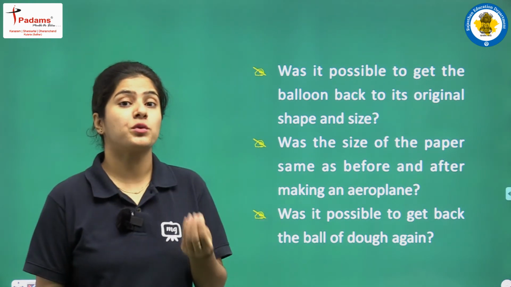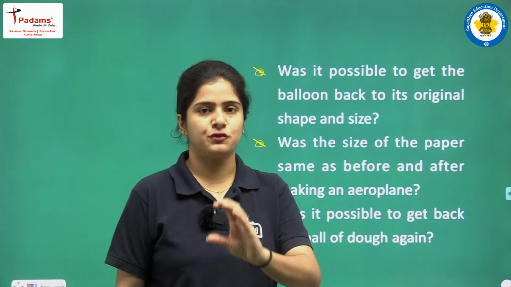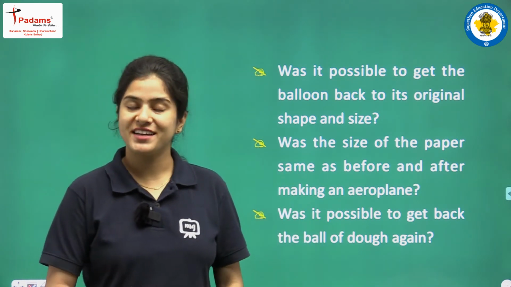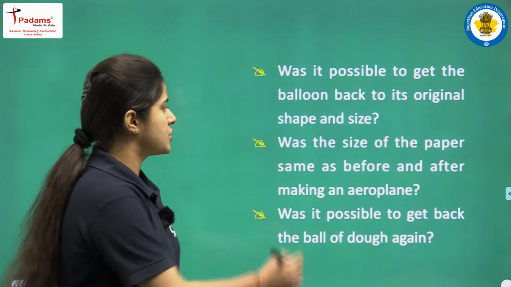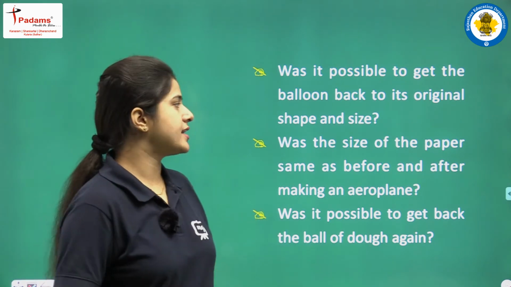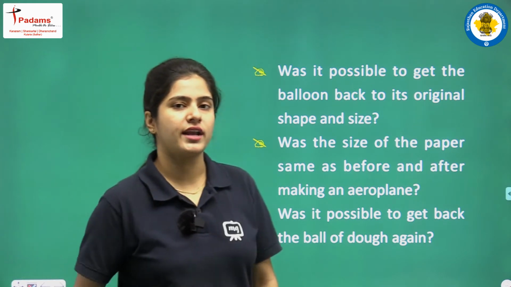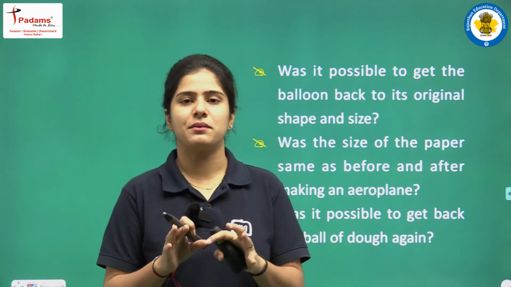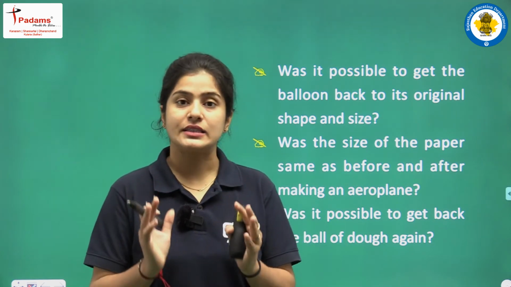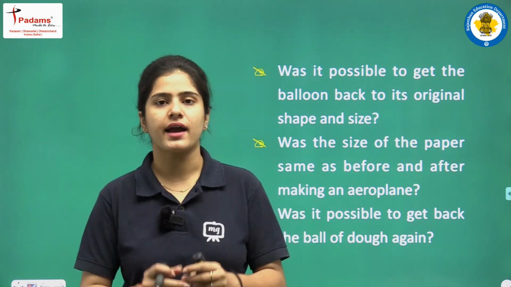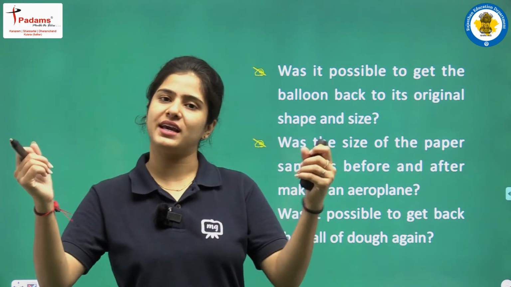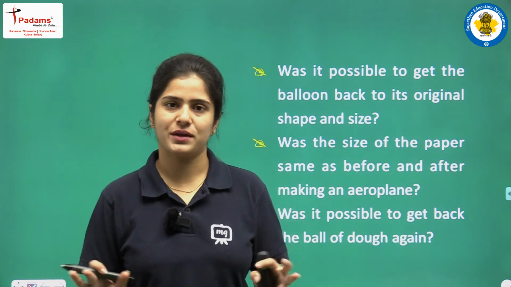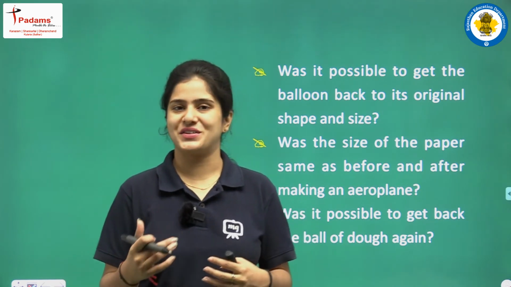Next, students, what was the next change? You have the folded paper and with the help of the folded paper, you have made a toy aeroplane, right, students? So the question was, is the size of the paper the same before and after making an aeroplane? You have just folded the paper, right? You haven't cut it out. So that change can be reversed back if you just open the paper up in its original shape. It will be the same as it was before, okay, students? So this can be reversed, okay, students?